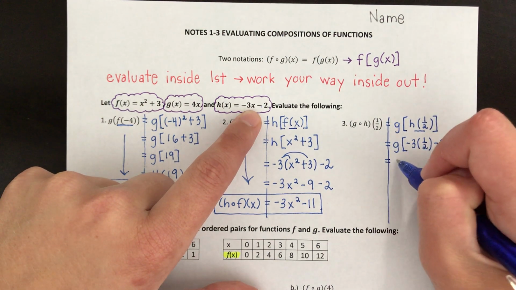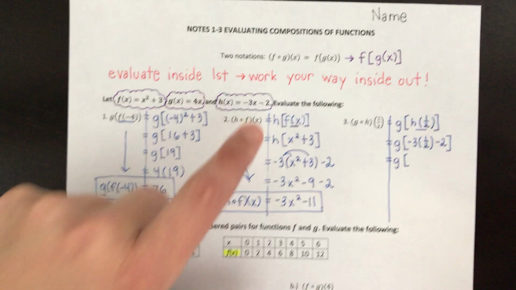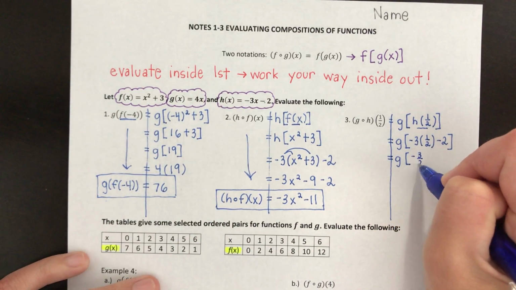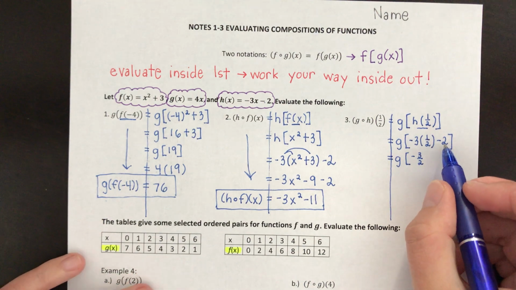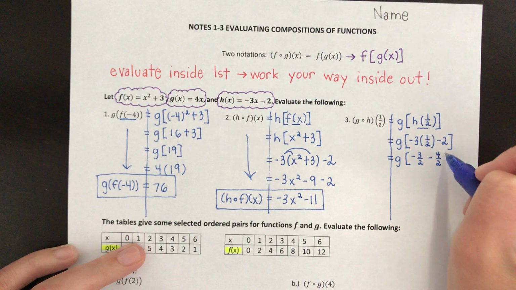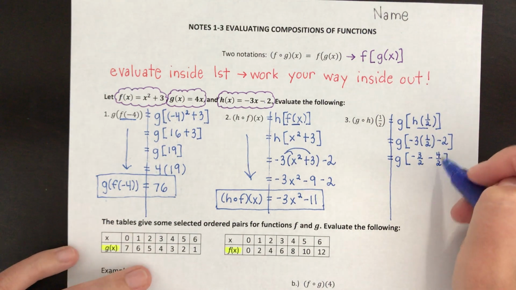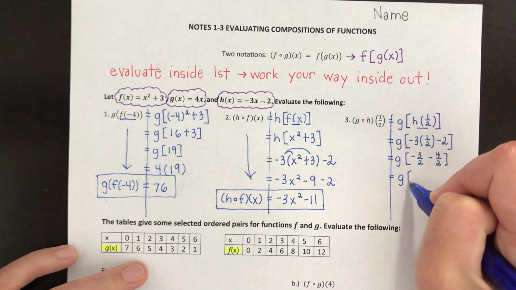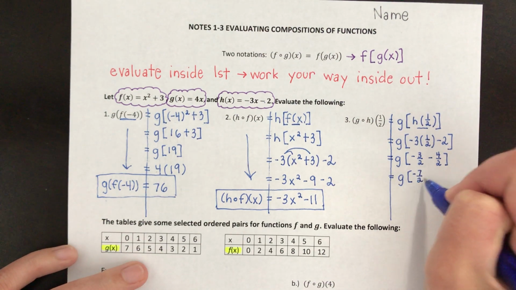Okay, so G of -3 times 1/2 is -3/2. And then of course, since I have to have a common denominator, I'm going to go ahead and shift this to -4/2 because I know that's the same as 2. Okay, and I have to have that common denominator. So this is G of -7/2.